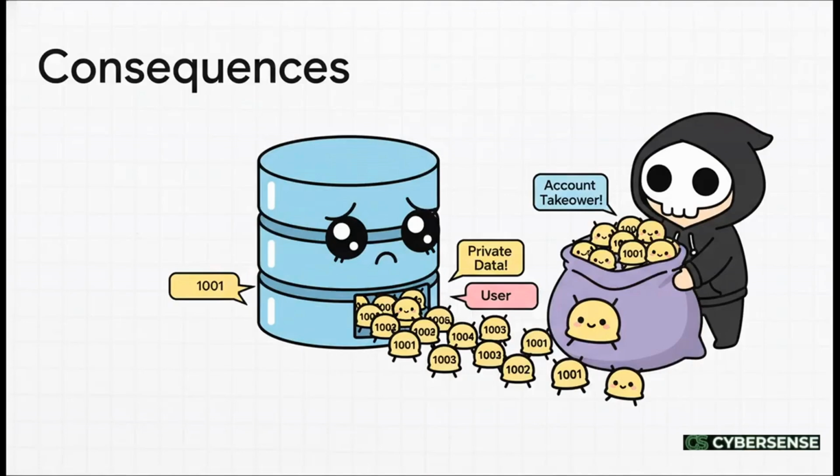And the fallout is immediate and it's bad. The attacker instantly gets access to someone else's private info, but it gets so much worse. They can start to enumerate all the users, which is just a fancy way of saying they try every number in order, 1002, 1003, 1004, and on, basically downloading the entire user database one profile at a time. This is how massive amounts of data get scraped.